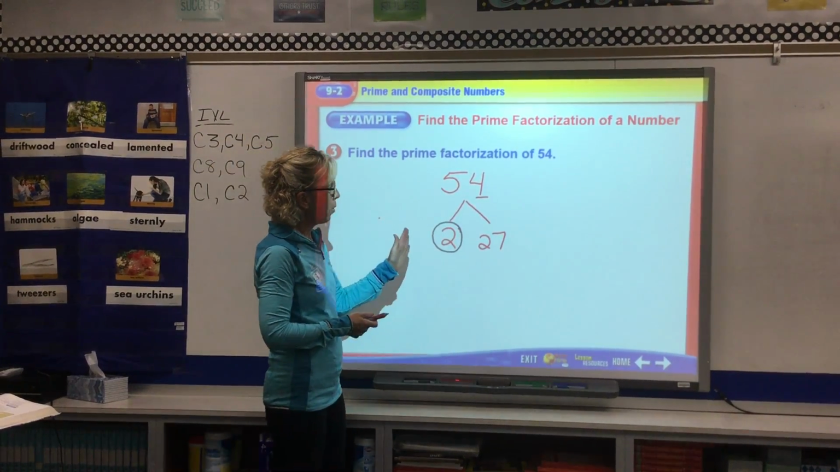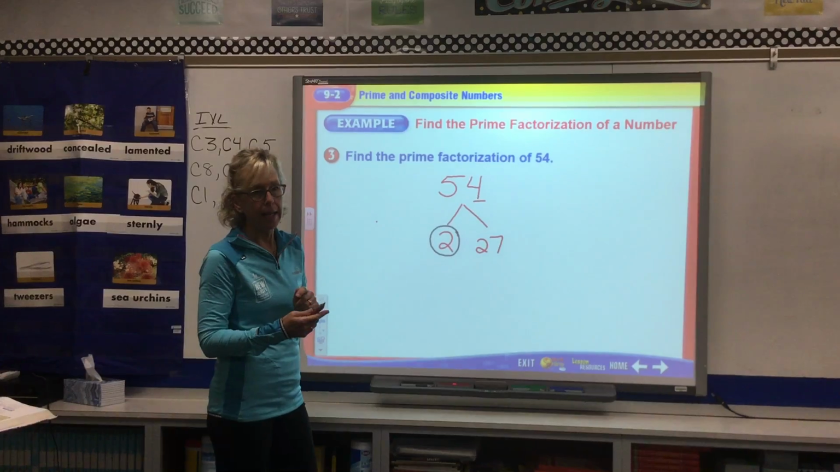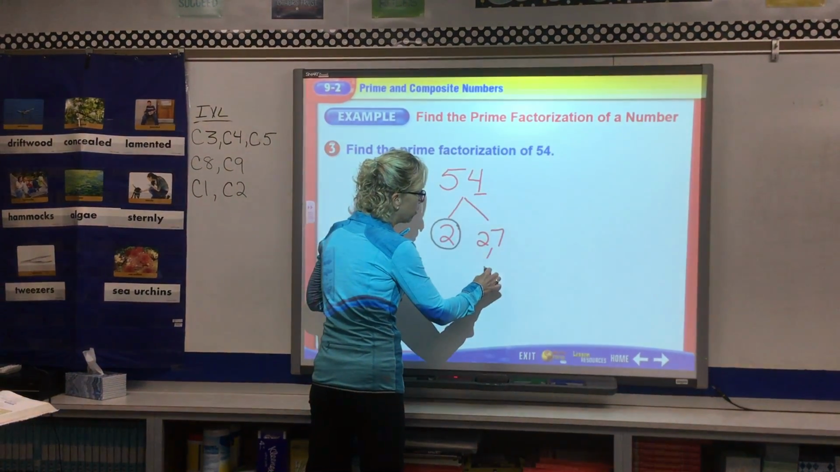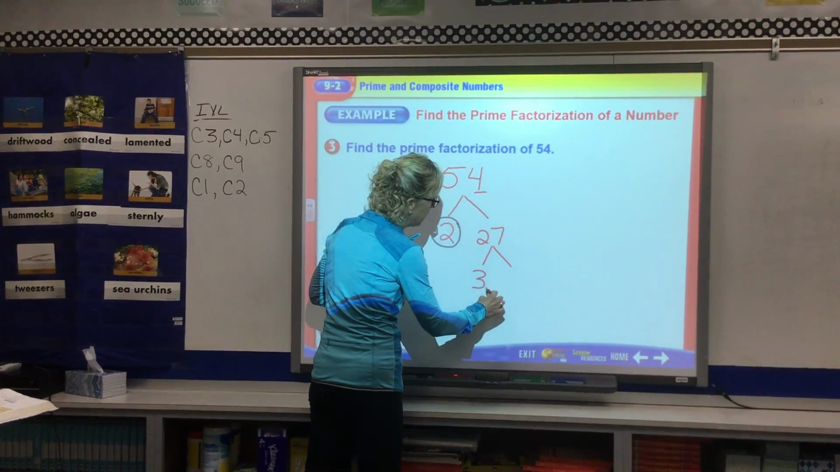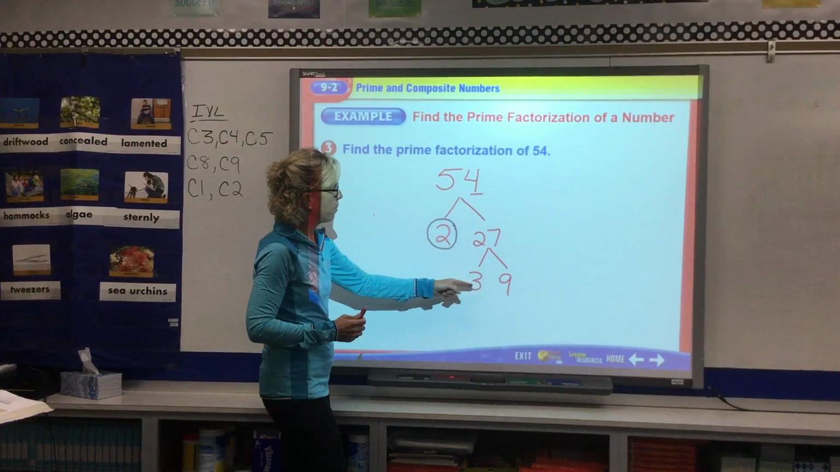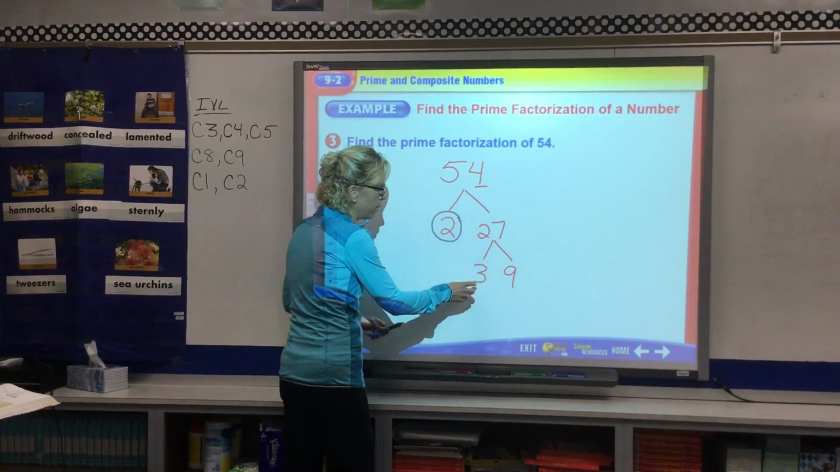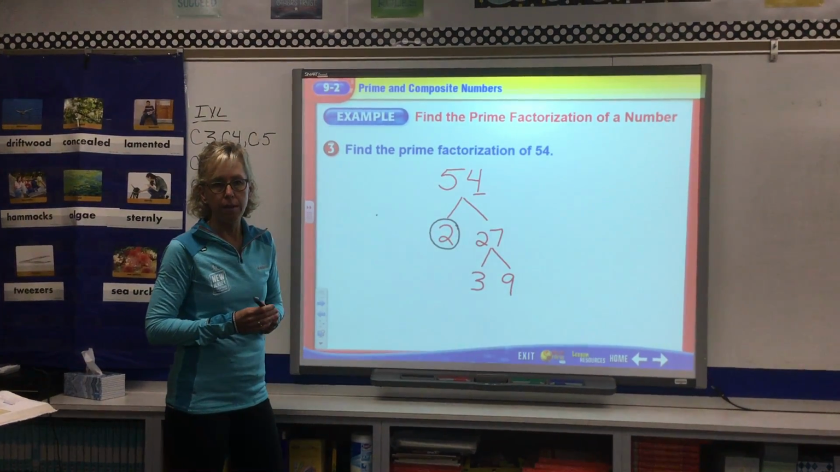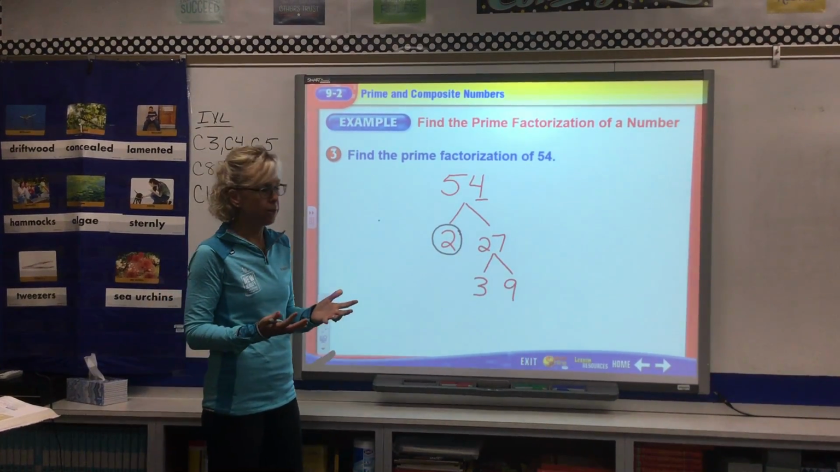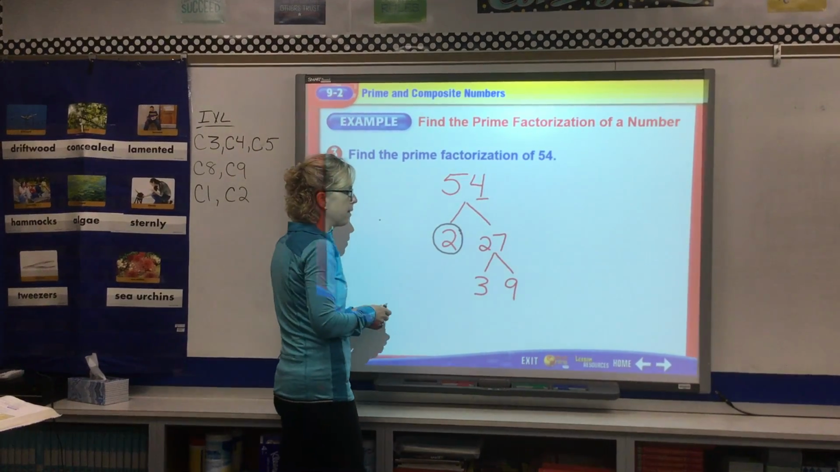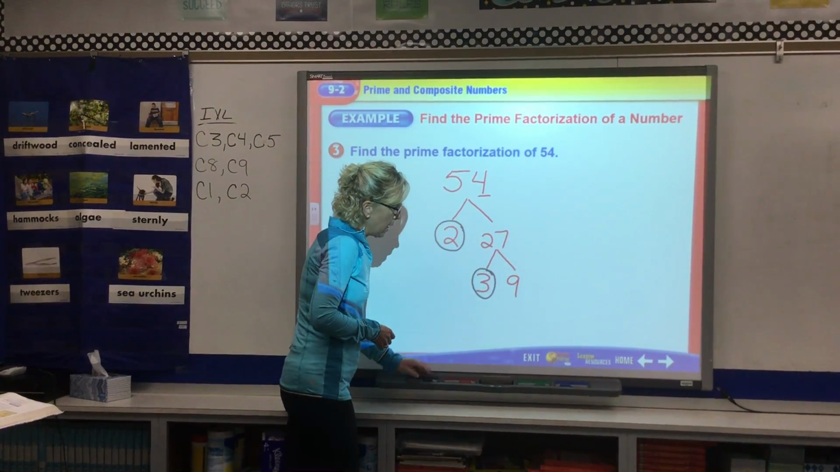And then I look at 27 and I say to myself, is 27 a prime or a composite number? Well, I know that 1 times 27 is 27. I also know that 3 times 9 is 27. So I know that this is a composite number, and I'm going to break it down 1 step more. I'm going to say 3 times 9, because I know 3 times 9 is 27, okay? Then we have to ask ourselves, is 3 a prime number? Thinking about the number 3, I know that 1 times 3 is 3, and I can't think of any other factors or any other numbers that I can multiply together to get 3. So I'm going to stop right there, and then I'm going to look at my other number.